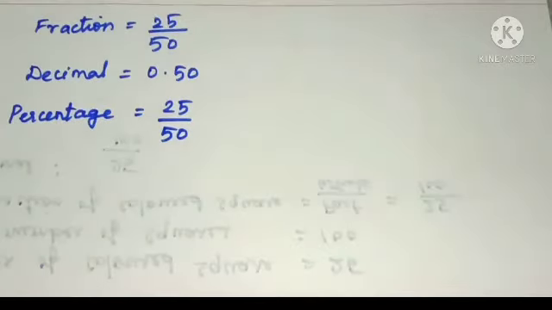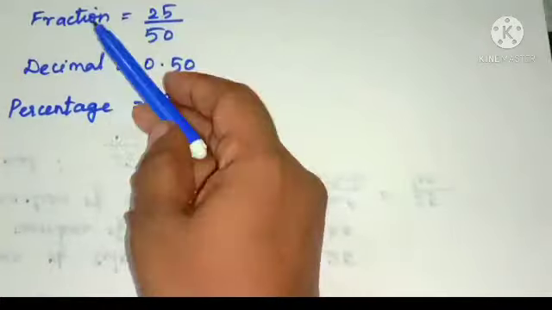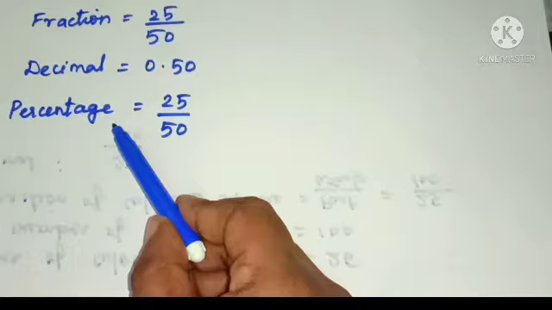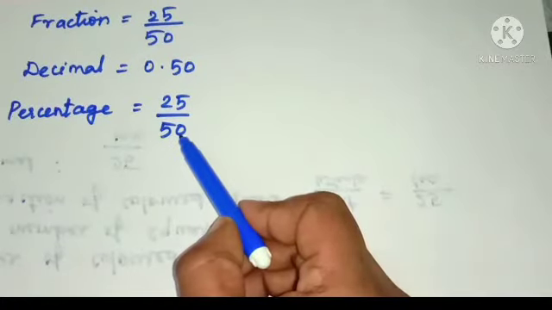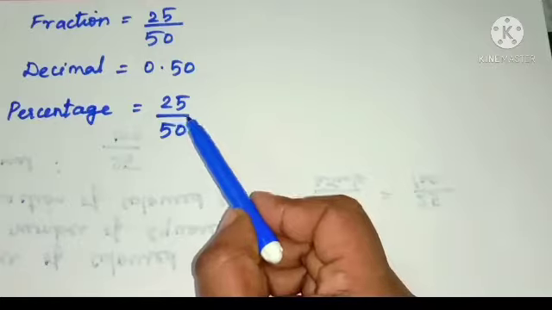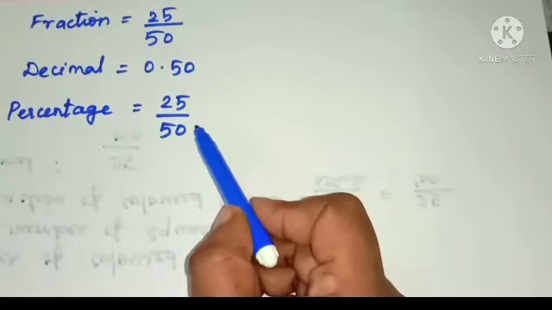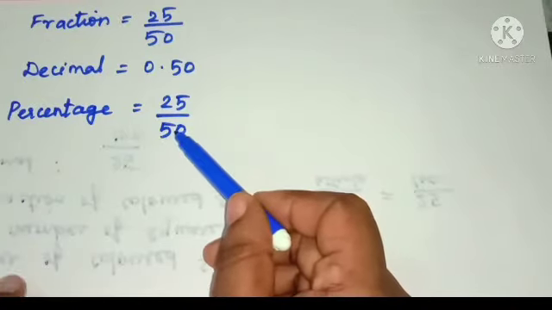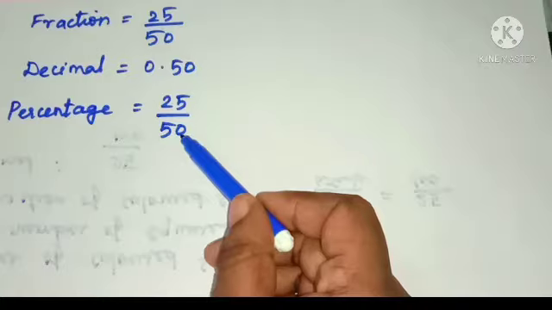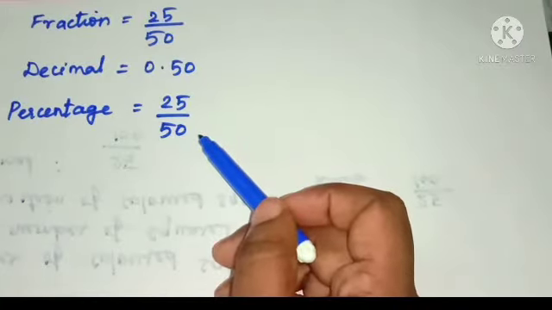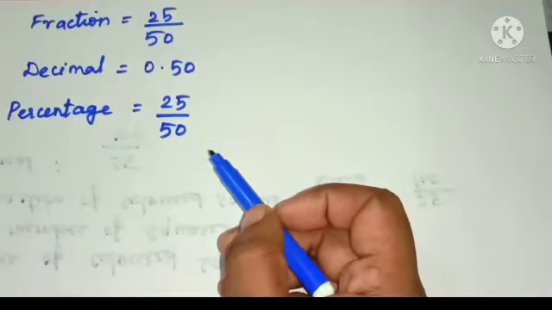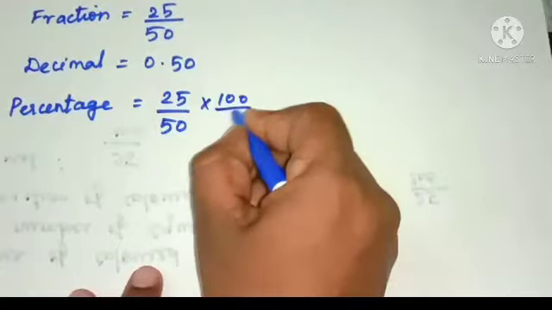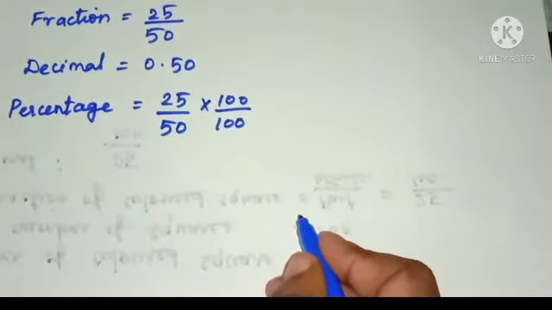Children, the number of colored squares is expressed in the fraction form and decimal form. Now let us express it in the percentage form. Now take the fraction 25 by 50. So children, if the denominator of the fraction is 100, then it can be very easily expressed as a percentage. But here, what about the denominator? It is not 100. So to make the denominator 100, let us multiply and divide the fraction by 100.